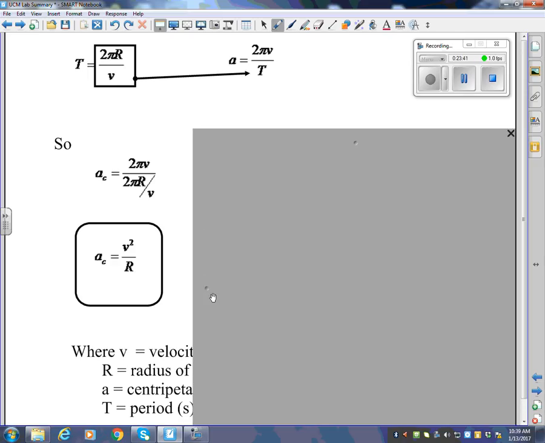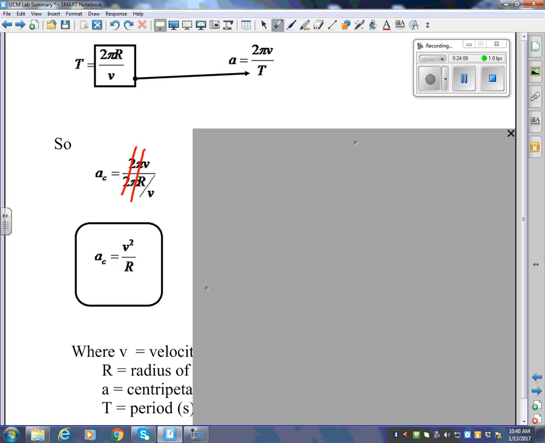Now, what do you know about fractions? Can we do some canceling? 2's, pi's, you got v over r over v squared. Right. How'd you know that? Because it's 2v. Centripetal acceleration is v squared over r. After all of that, I've simplified it down to the centripetal acceleration is equal to the velocity squared divided by r. Hey, that's not such a bad formula to use, is it?